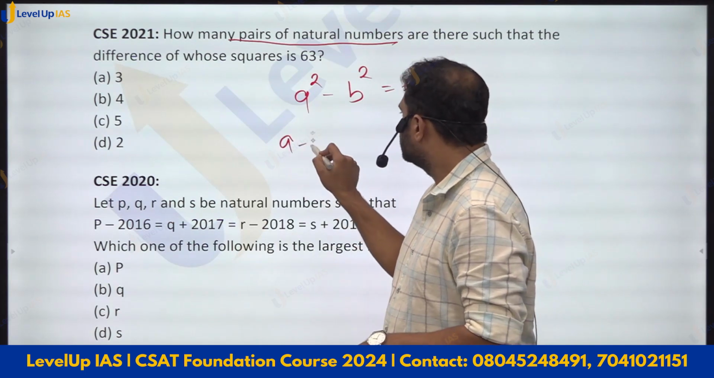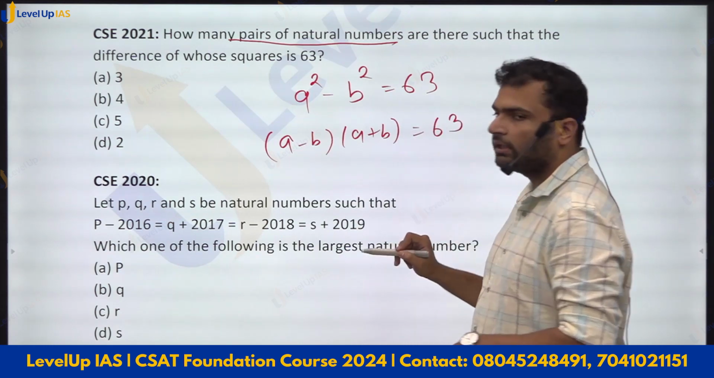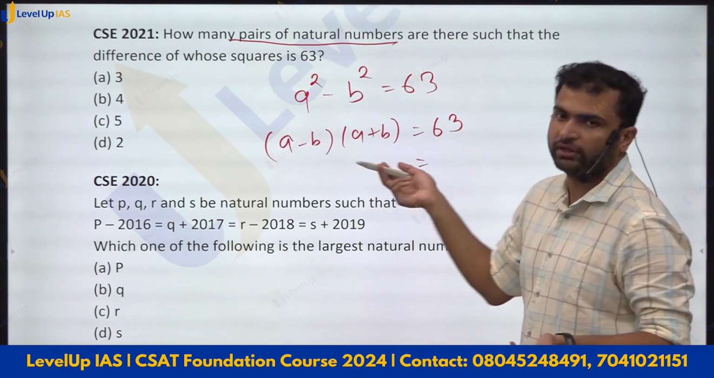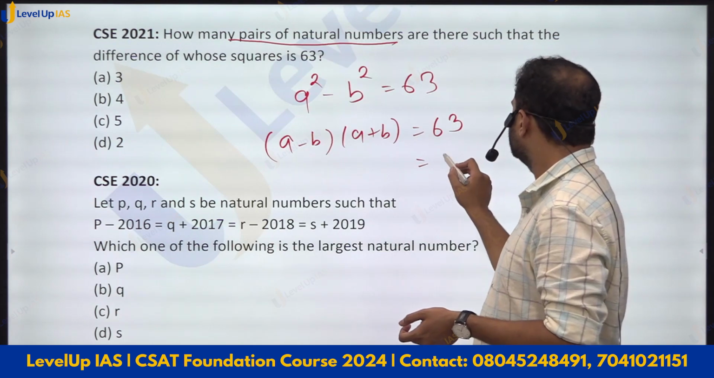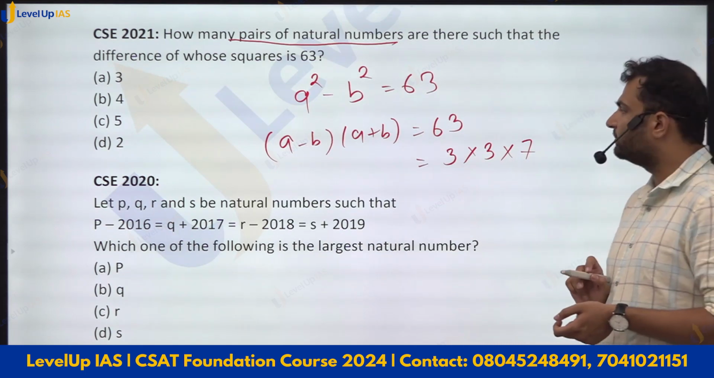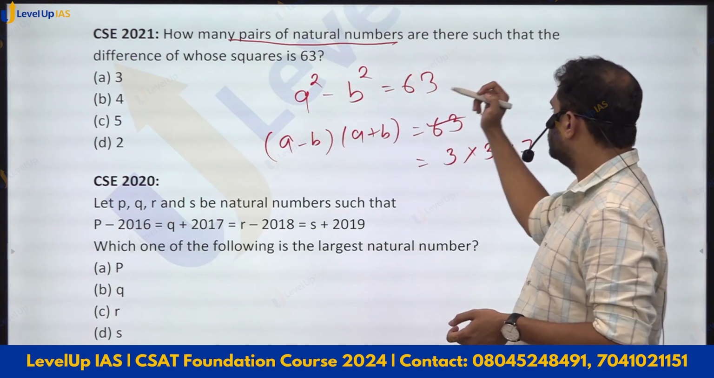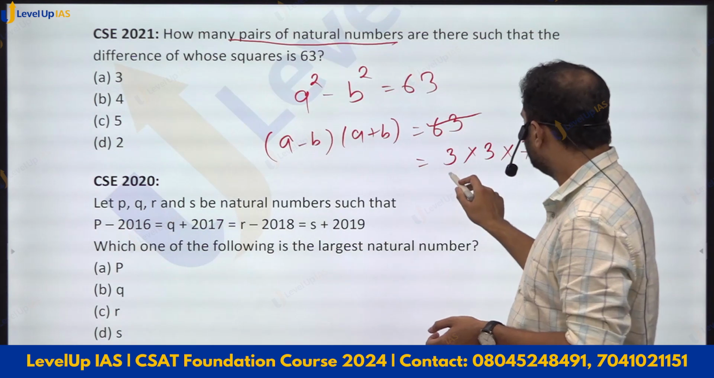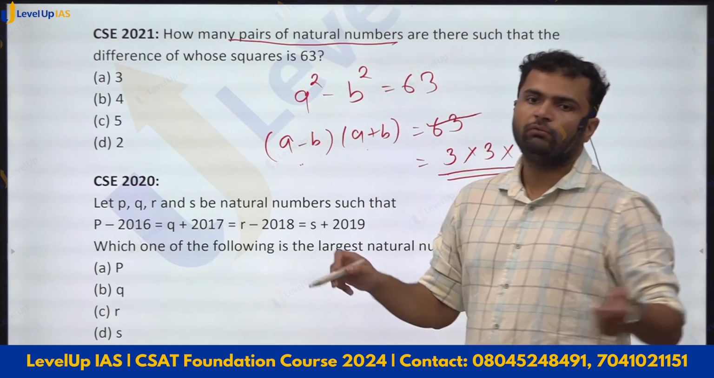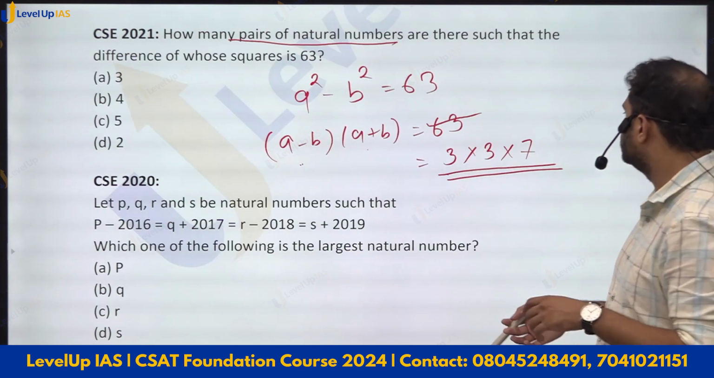That is (A minus B) into (A plus B) is equal to 63. Now let us write the prime factorization of 63. We write 3 into 3 into 7. This is the prime factorization of 63. Now what we want is to divide this 3 into 3 into 7 into two groups, one of them is A plus B, one of them is A minus B, and both A and B should be natural numbers. So how many ways are there to do it?